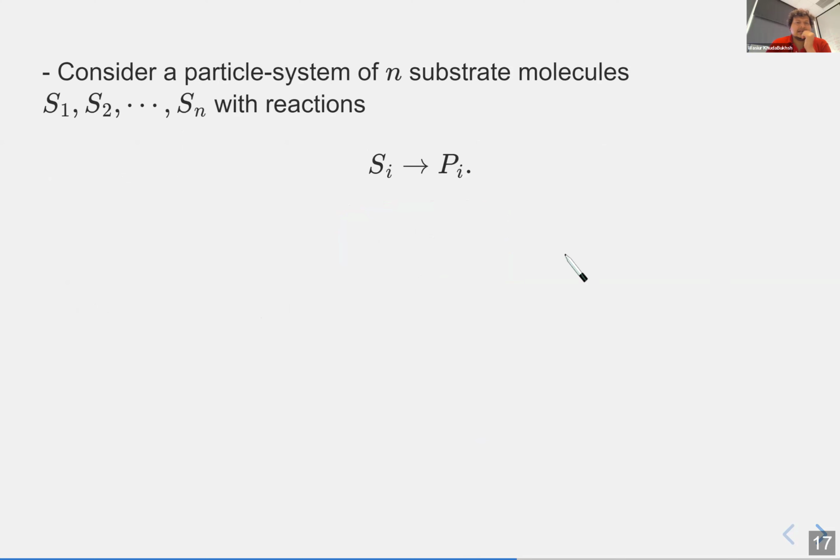Now, consider a particle system of n substrate molecules, which I'm going to denote by S1, S2, up to Sn. And consider n different reactions, for i going from 1, 2, up to n.